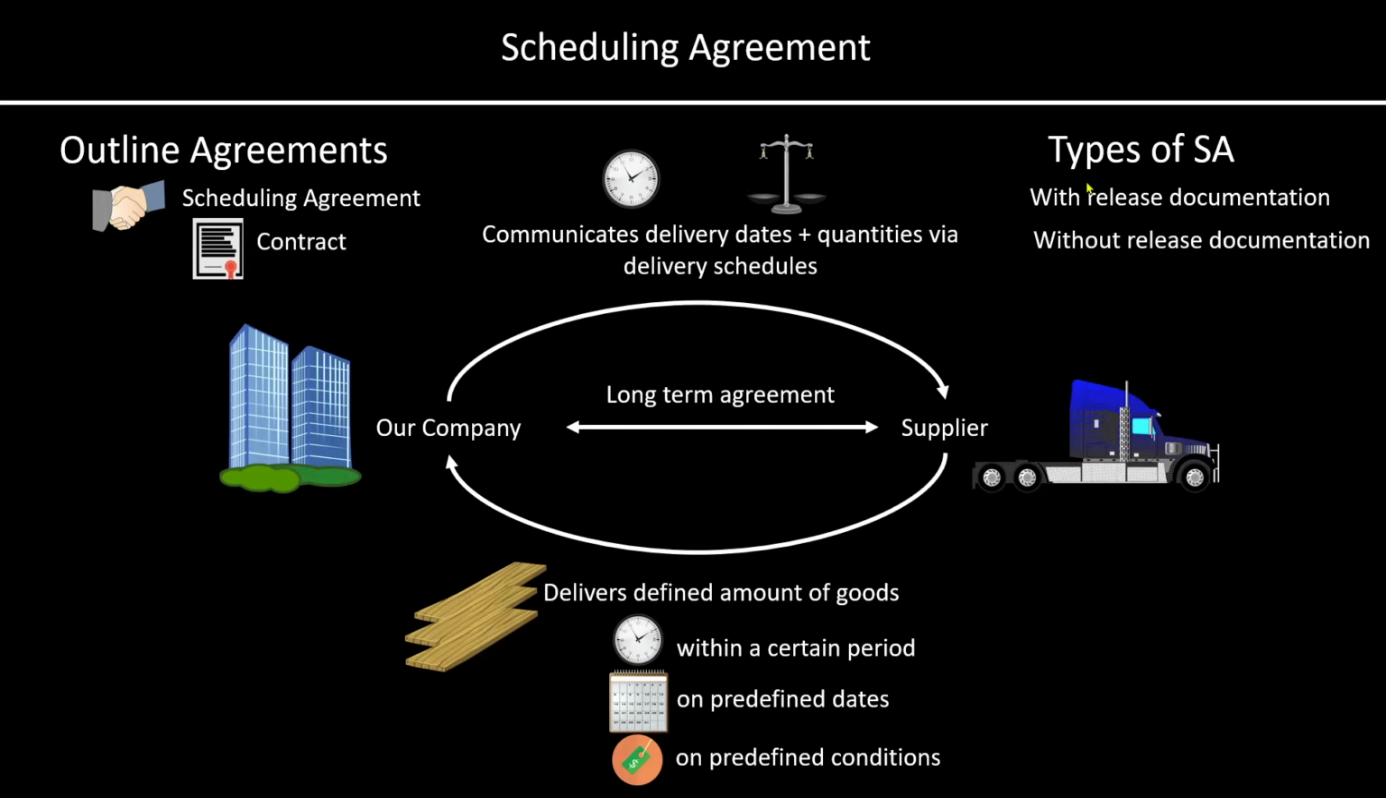And one more important remark, scheduling agreements can be with a so-called release documentation or even without a release documentation. The difference here is that for a scheduling agreement with release documentation, the scheduling lines that we create within those delivery schedules will not be automatically transmitted to our vendor. So we will not be automatically informed as soon as we create and post the delivery schedule, but only after we release it. And without release documentation would mean that the second we post or save our delivery schedule, the information will be forwarded to our supplier. Let's now jump into the system to see this in action.